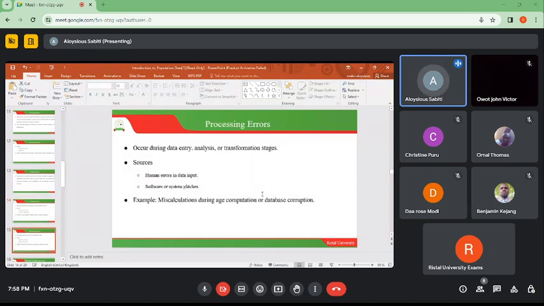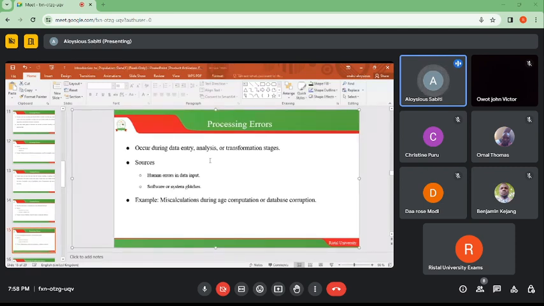And lastly, we want to look at processing errors. When we're discussing processing errors, we are talking about errors that occur during data entry, analysis, or transformation stages. These mostly occur as a result of human error in data input, software, or system glitches. Some examples include miscalculations during computation or database corruption.